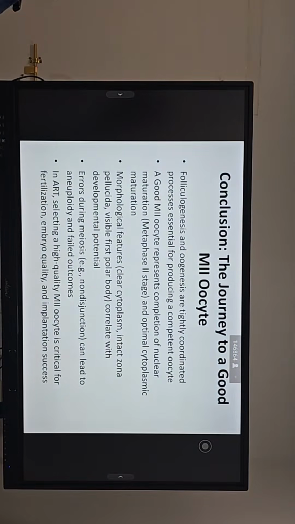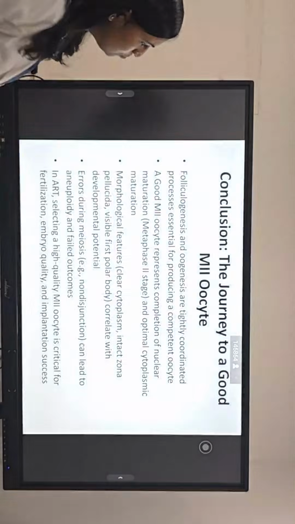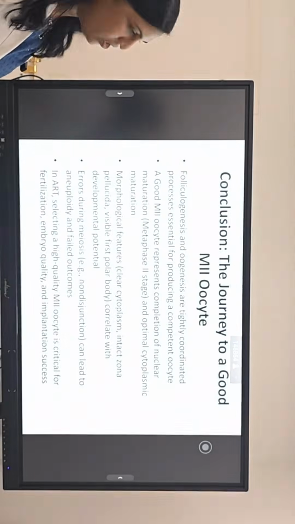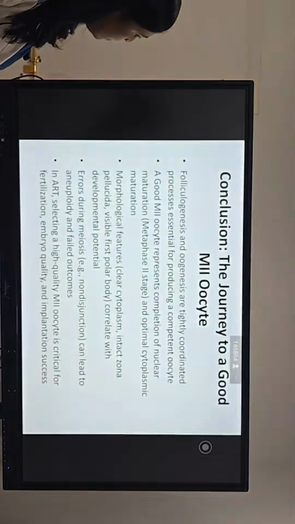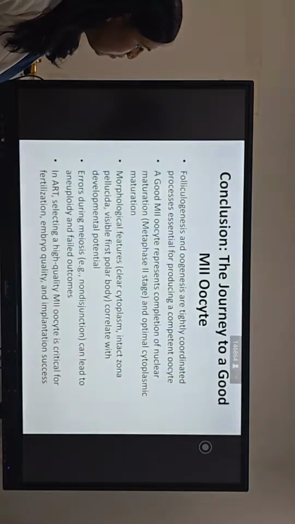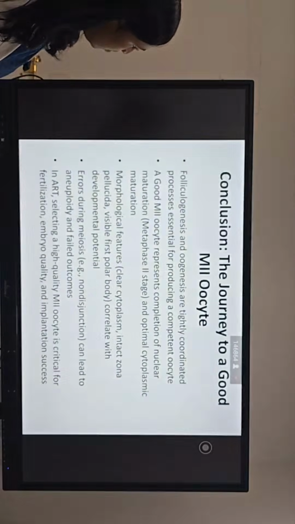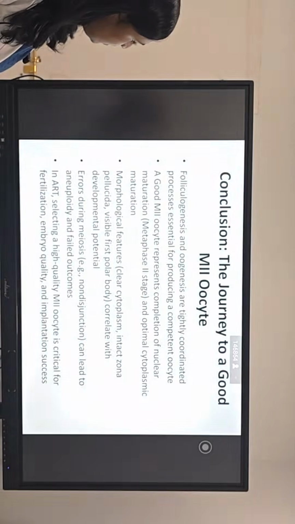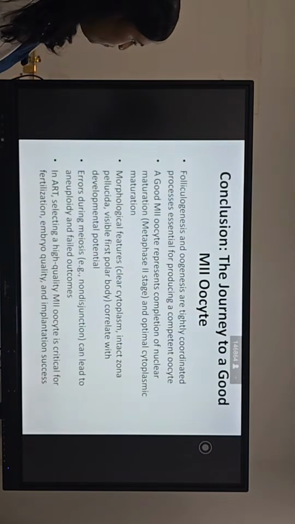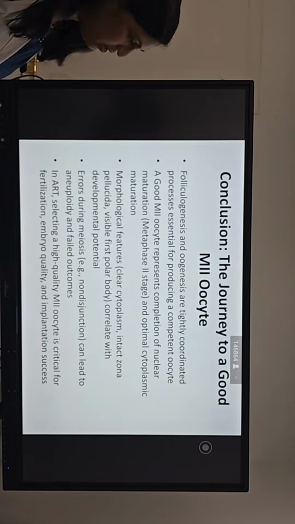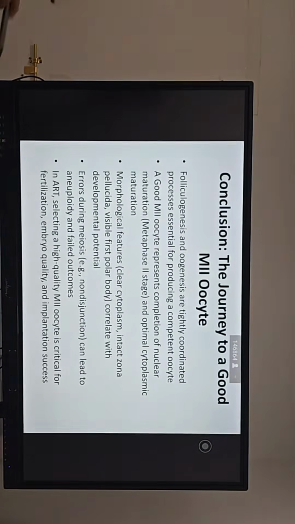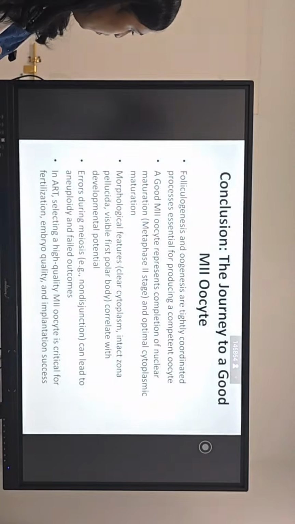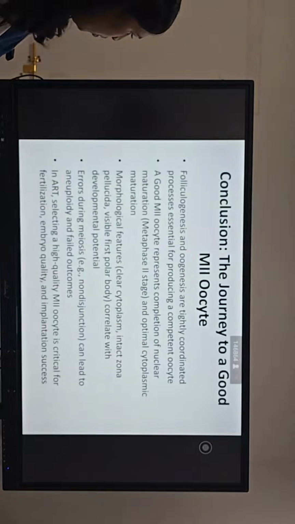So in conclusion, folliculogenesis and oogenesis are both tightly coordinated processes essential for producing a competent oocyte. A good oocyte is an oocyte which has completion of nuclear maturation and optimal cytoplasmic maturation. Morphological features will correlate with the developmental potential, that is a clear cytoplasm and a visible first polar body. And if there is any error during meiosis, this can lead to aneuploidy.